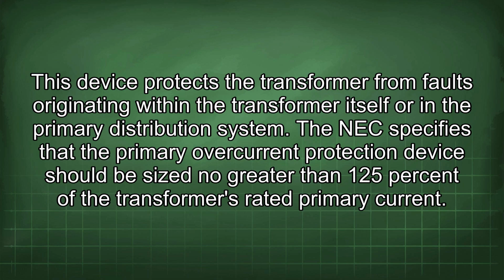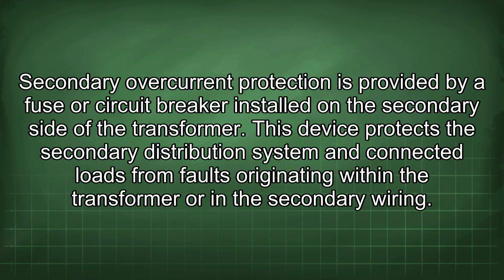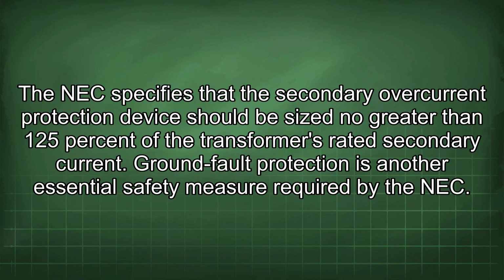The NEC specifies that the primary overcurrent protection device should be sized no greater than 125% of the transformer's rated primary current. Secondary overcurrent protection is provided by a fuse or circuit breaker installed on the secondary side of the transformer. This device protects the secondary distribution system and connected loads from faults originating within the transformer or in the secondary wiring. The NEC specifies that the secondary overcurrent protection device should be sized no greater than 125% of the transformer's rated secondary current.